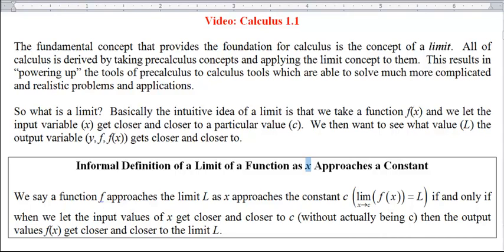So we say a function f approaches the limit L as x approaches the constant c, if and only if when we let the input values of x get closer and closer to c without actually being c, then the output values of f of x get closer and closer to the limit L. And we use the notation, the limit as x approaches c of f of x equals L, like that.